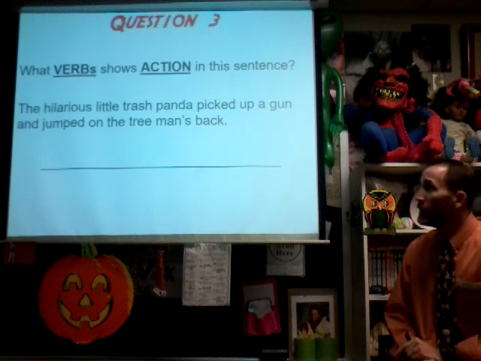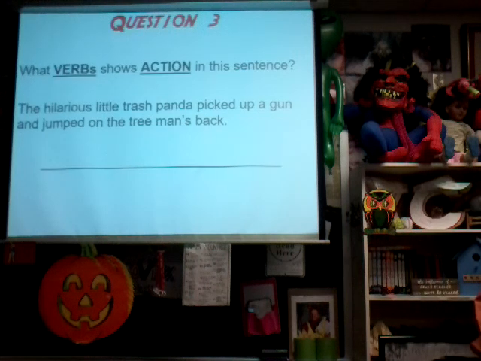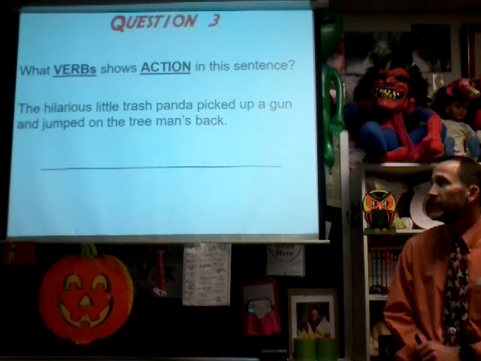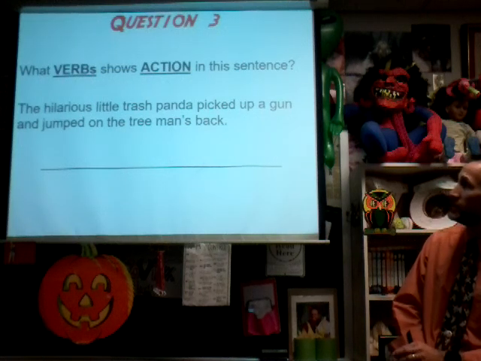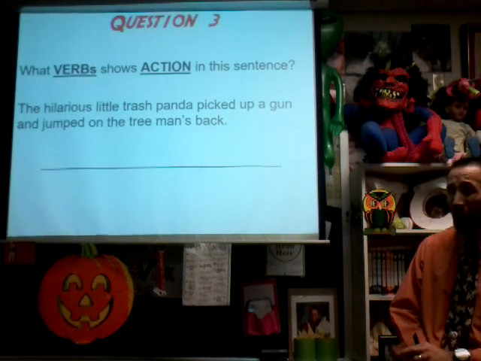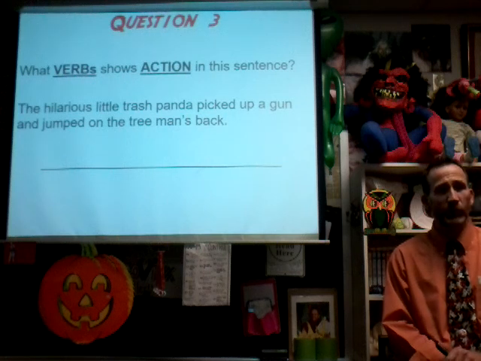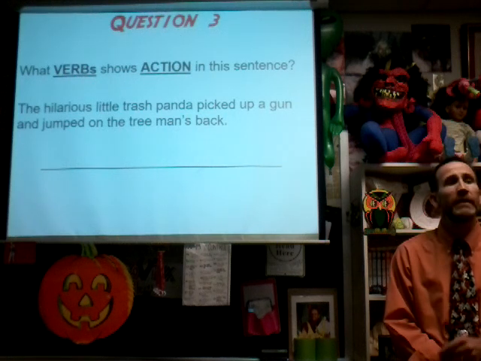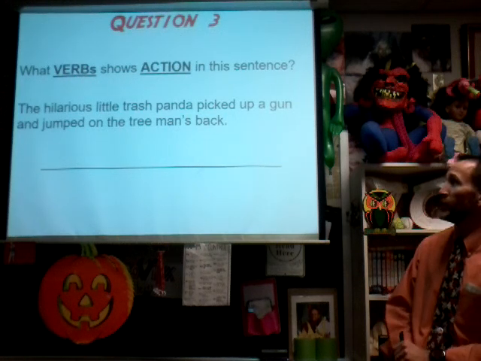Question 3. What verbs show action in this sentence? I was struggling on this. The hilarious little trash panda picked up a gun and jumped on the tree man's back. So first off, we have only 2 verbs in the sentence. What are the 2 verbs in the sentence? Picked and jumped. So which ones show action?